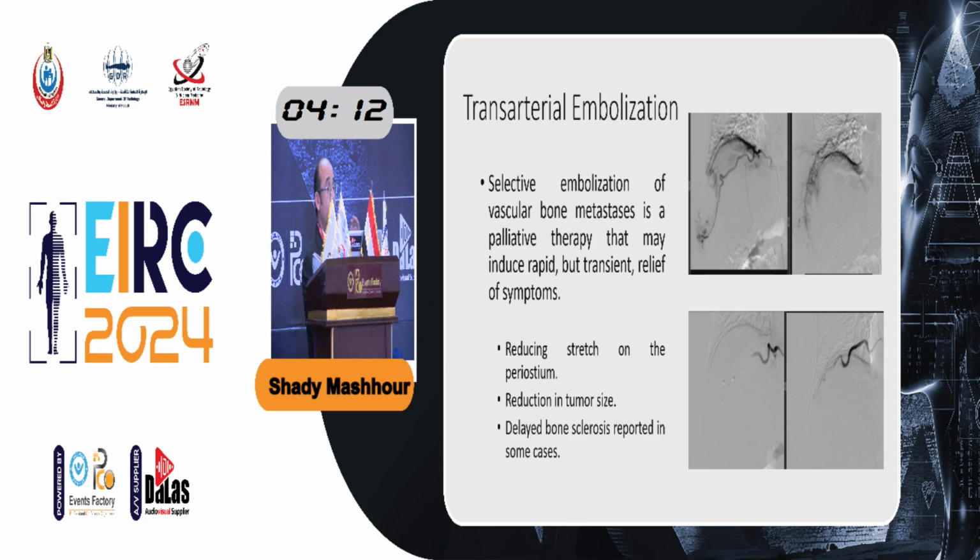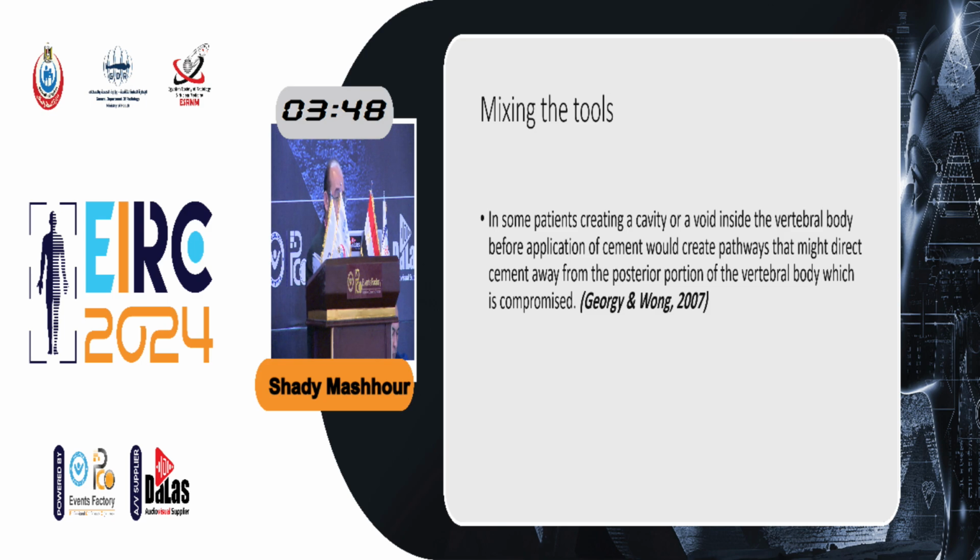Another option is simple transarterial embolization, not for preoperative use, but rather for control of pain. This reduces the blood supply to the tumor. The tumor may shrink, it may cause sclerosis, and reduce the tension on the periosteum or bone. This is a metastatic RCC to the rib. We went for embolization from multiple intercostal vessels, and the patient had good pain control, with no need for further management. Again, we have to mix the tools. We can use ablation, we can use embolization, we can use both.